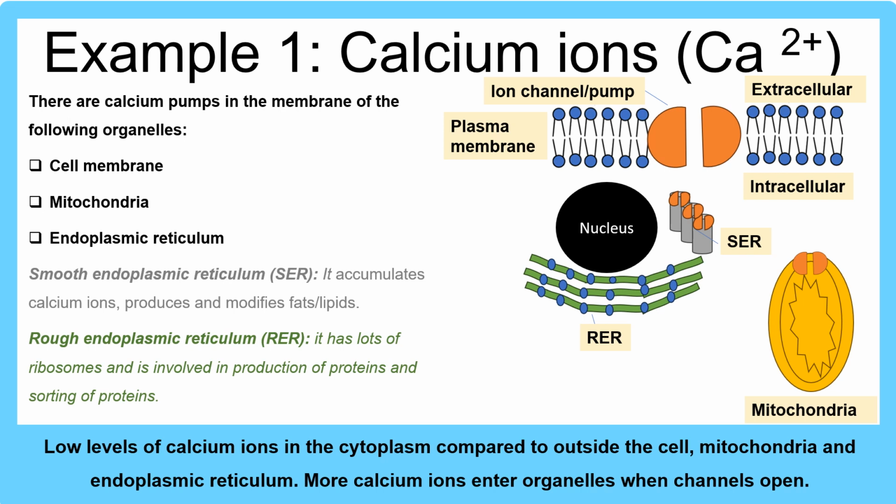The smooth endoplasmic reticulum, on the other hand, is where you can find the calcium ion channels or pumps. So it's involved in the accumulation of calcium ions, and also in the production and modification of fats. It's also involved in carbohydrates.